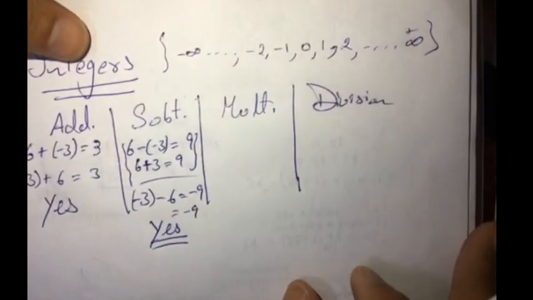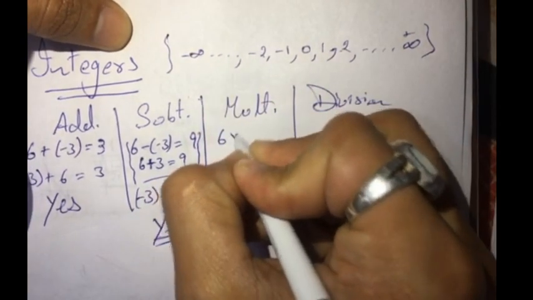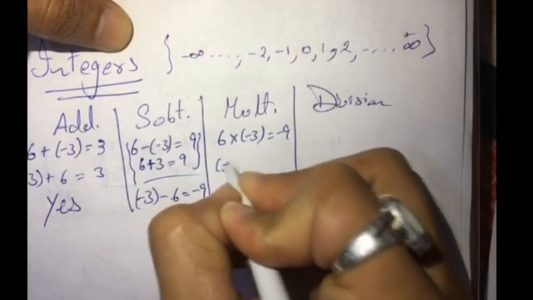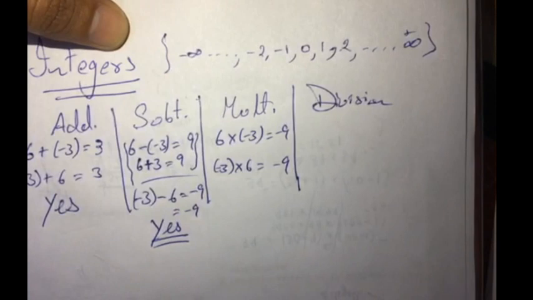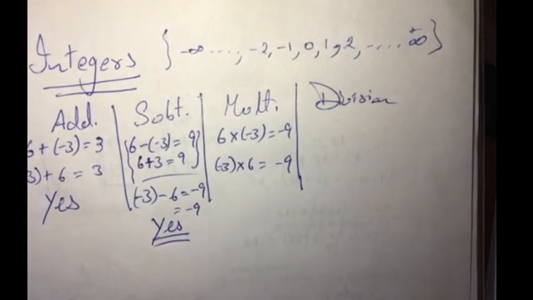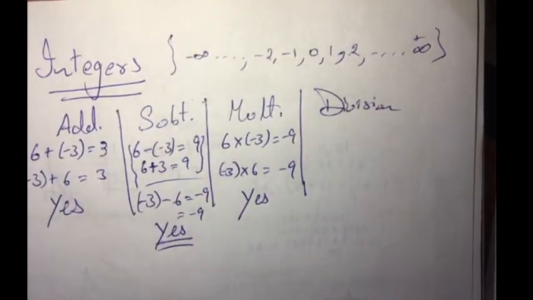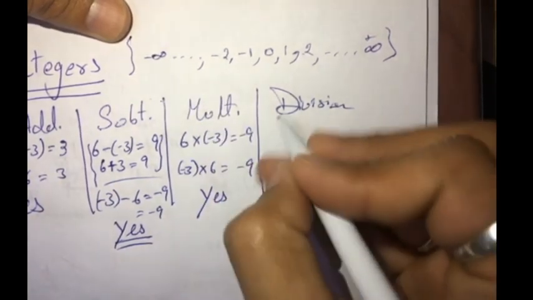What if we do the multiplication? 6 into minus 3 will give you minus 9, and minus 3 into 6 will also give you minus 9. So in both the cases, when we are multiplying two integers, we are getting integers only. So yes, it also works in integers.